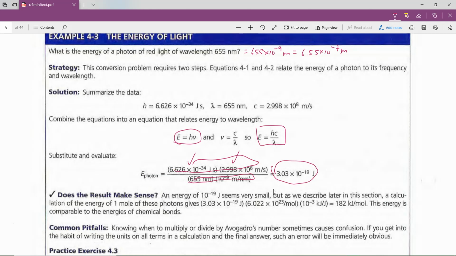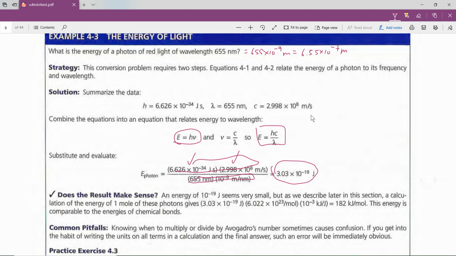So one photon of red light has an energy of 3.03 by 10 to the minus 19 joules, which you might think is small, but it's comparable to energies of chemical bonds. And if I want to do a mole of these red photons, it's 182 kilojoules per 1 mole.